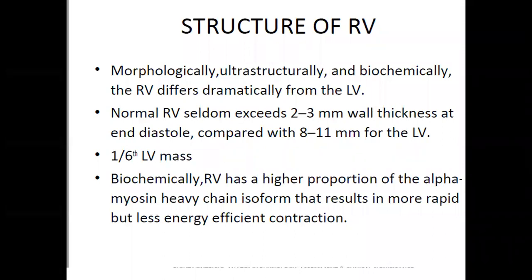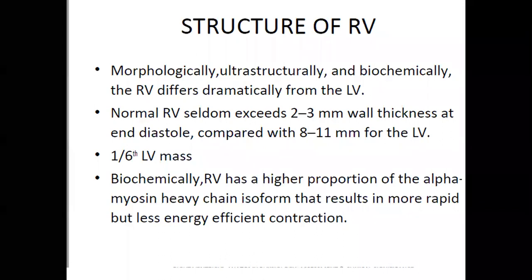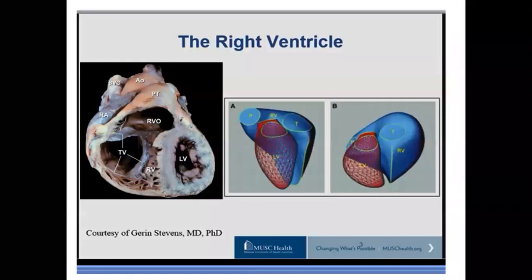And structurally, the RV has abundant alpha myosin heavy chain isoform. This is an isoform with a more rapid but less energy-efficient chain. So compared to the LV, the myosin heavy chains of the RV are alpha ones. Okay. So this is just the pictorial representation of the gross anatomy of the RV.